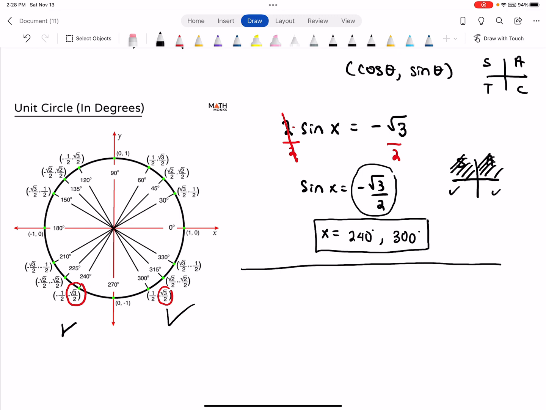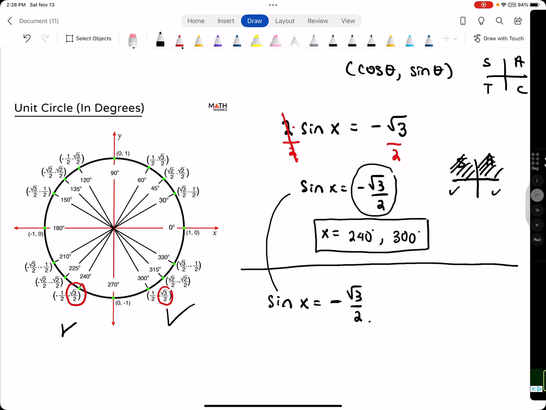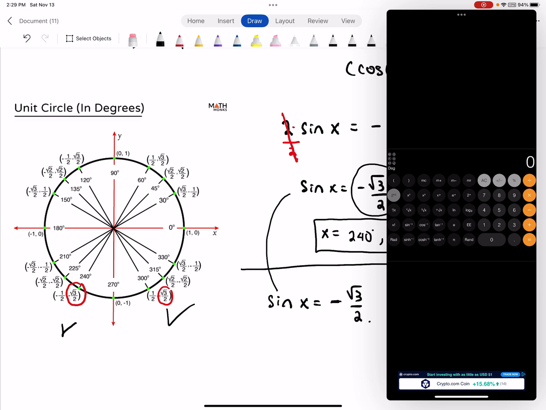Now, method number 2 is the calculator method. So we're going to go to that step. Sine x is negative root 3 over 2, and we're going to get the reference angle. Now, for the reference angle, I'm not going to type in that negative value because a reference angle is always positive.